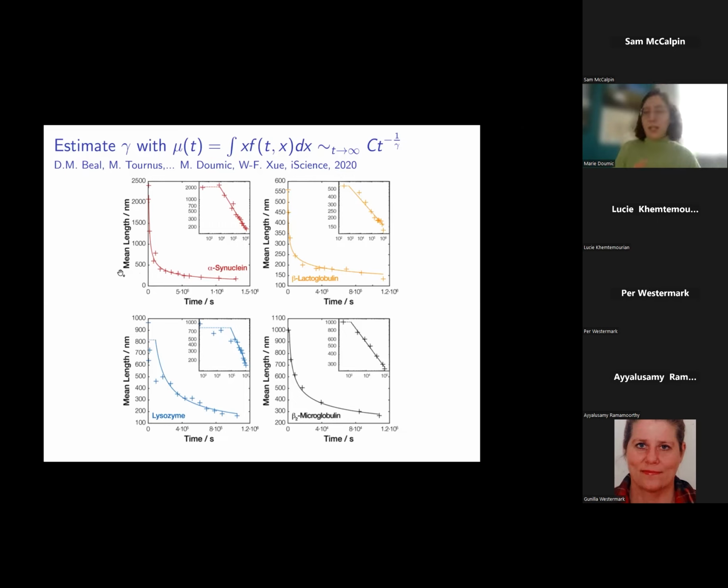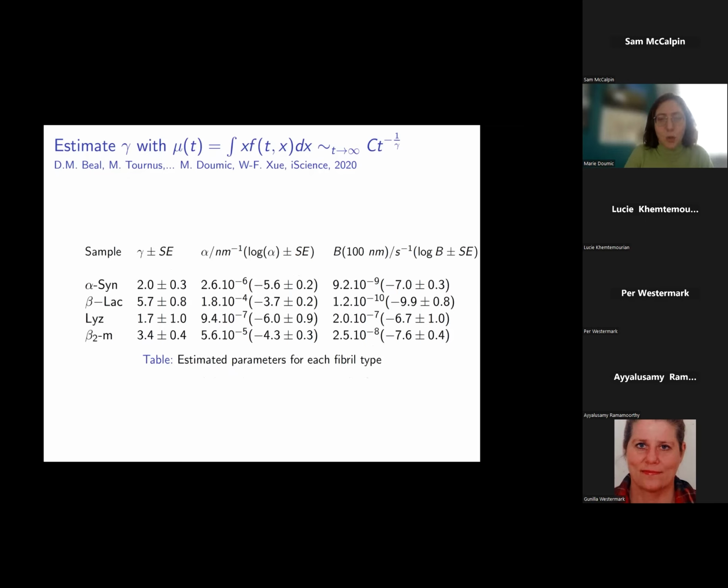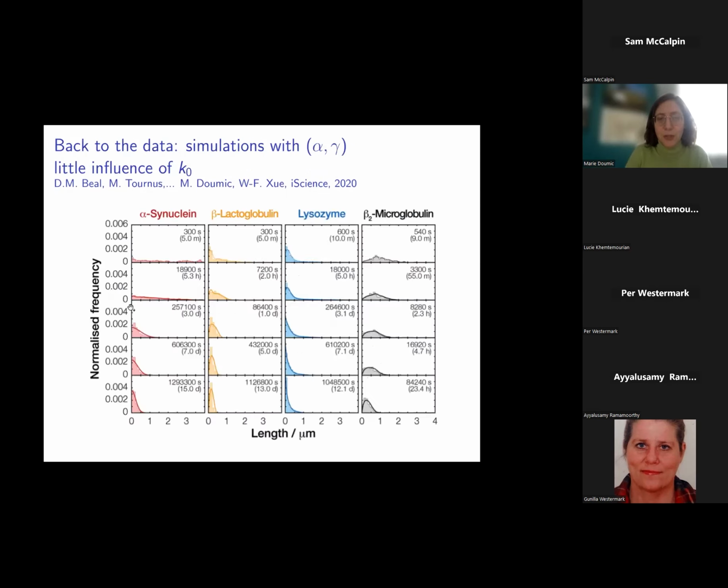It is the only data we used, and this was sufficient to estimate at least alpha and gamma, but not to estimate the fragmentation kernel K0, which characterizes where the fibrils break down. And only with this data, here is the table of parameters that we obtained for each different type of protein. I will comment on them a little more afterwards.